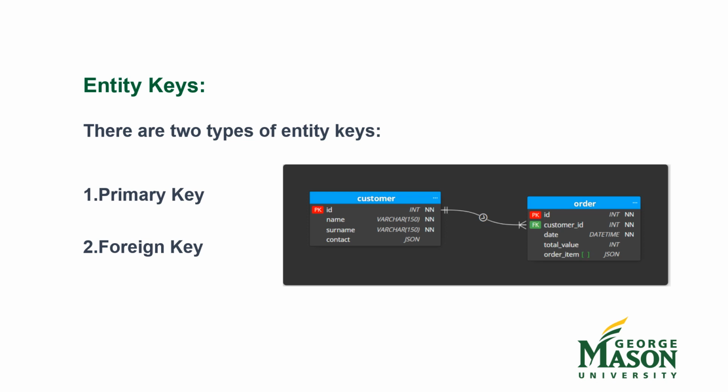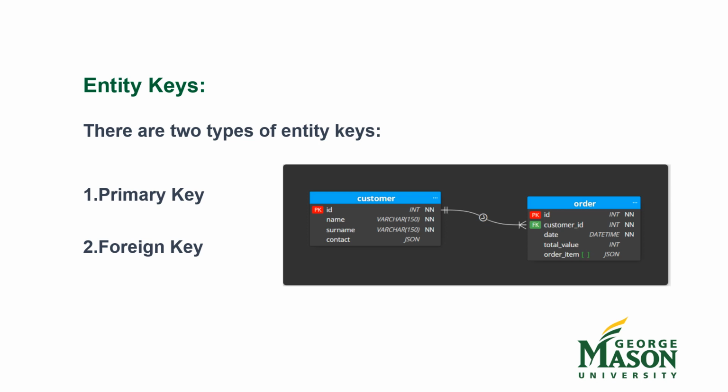Entity keys. There are two types of entity keys: primary key and foreign key. Primary key is a unique identifier for an entity instance within an entity set. It must be unique for each entity instance and cannot be null. The primary key is often represented as underlined in an ERD diagram.